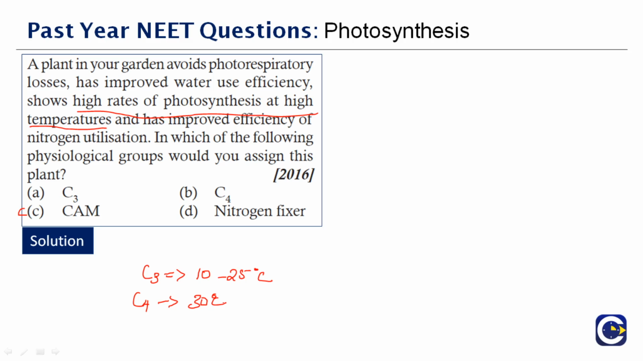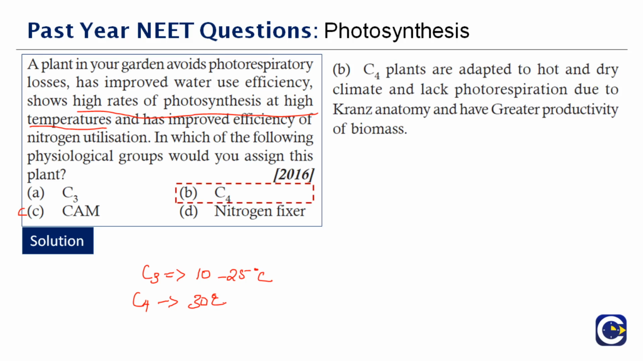So it is obviously not C3, it is obviously not nitrogen fixer, it is obviously not CAM. Okay, it is C4 plant. Now you understand why it is C4 plant, because they can withstand high temperatures and still they can perform photosynthesis. Therefore the correct answer to this question is option B, C4 plant. So whenever you get questions like this, and if the question has to do with scenarios and to test your logic, always read it clearly so that it will be easy for you to understand and answer correctly.